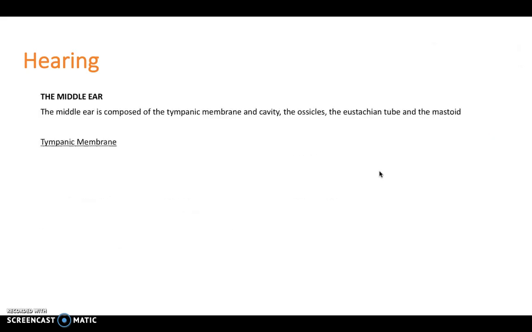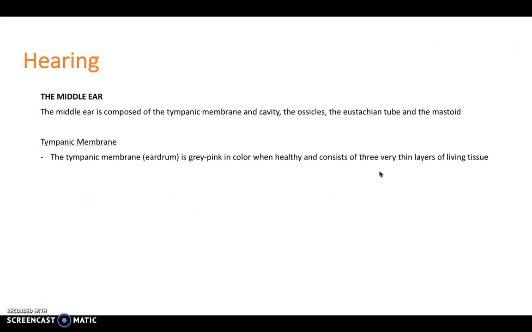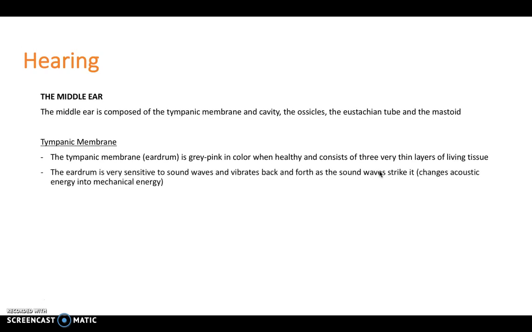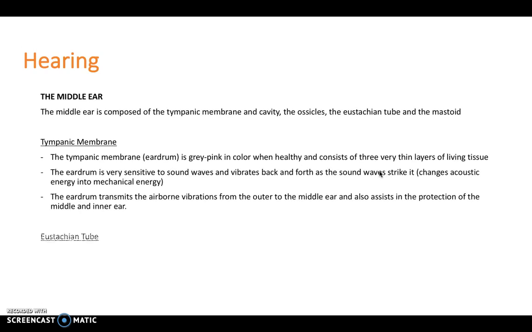Then we have the middle ear. So the middle ear is composed of the tympanic membrane and cavity, the ossicles, the eustachian tube, and the mastoid, so quite a large portion of the ear. The tympanic membrane essentially is that eardrum, the grey-pink, thin layers of living tissue, which is very sensitive to sound waves.